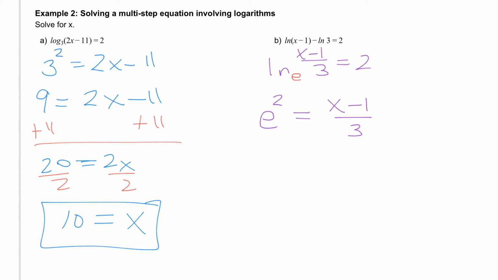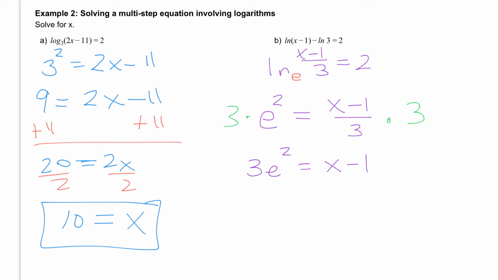And if we're going to solve for x, the very first thing we have to do is get rid of this denominator. And to get rid of that denominator, we can multiply both sides by 3. So I'm going to multiply by 3 on the right, which means I also have to multiply by 3 on the left. So I get 3e to the second equal to x minus 1.